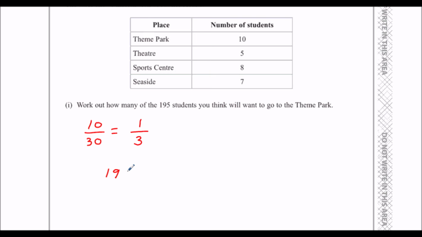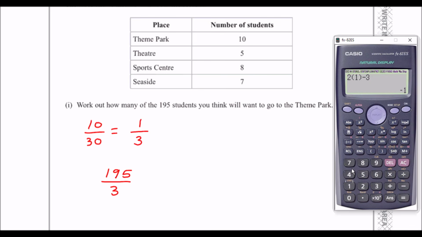So we'll get 1/3 of 195. So either 1/3 times 195 or 195 divided by 3. 195 divided by 3 is 65.